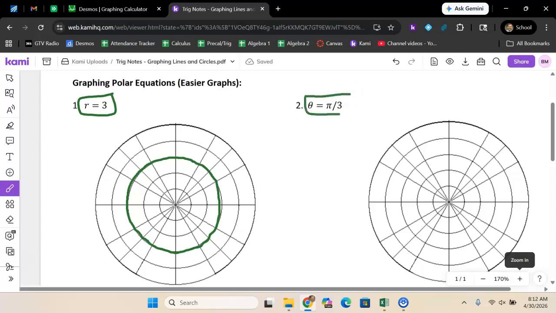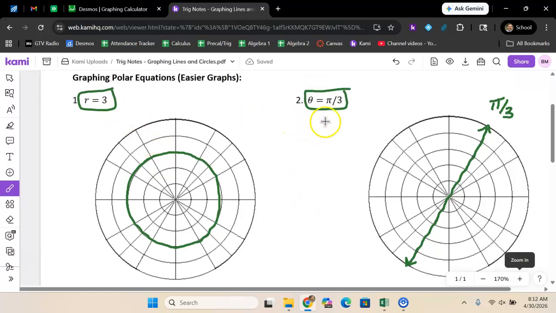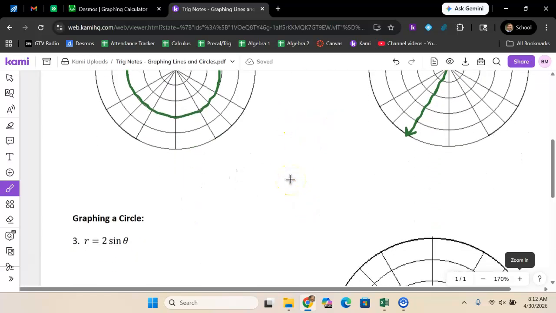If you have theta equals some angle, you're going to go to that angle, which will be located here, and you are going to get a line that goes all the way through that angle. Okay, so that would actually be the same line as theta equals 4 pi over 3, because that would be a line that just goes through that way. Okay, so those should be pretty easy, just r equals a number or theta equals an angle.